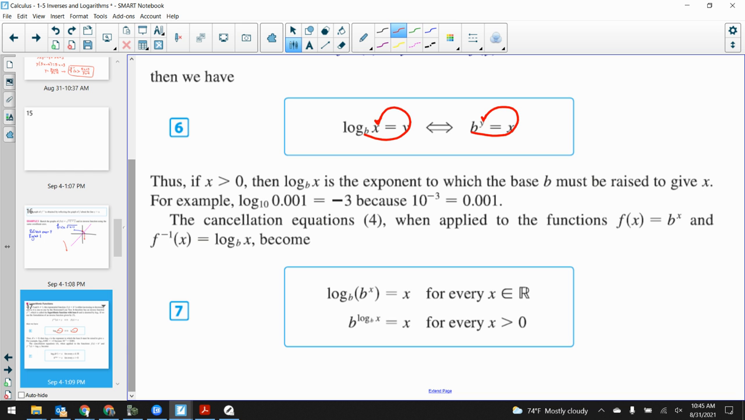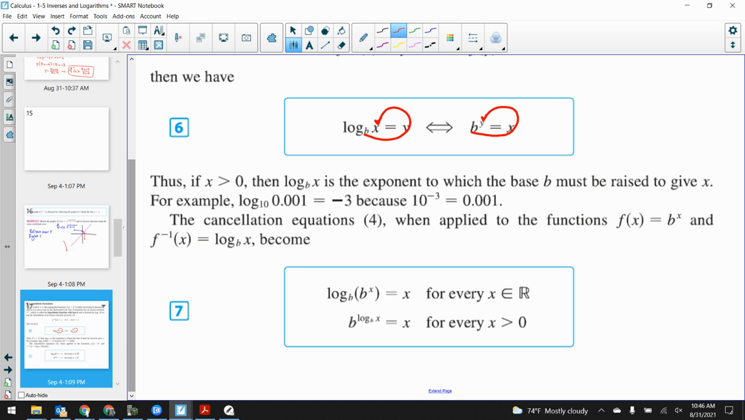A couple of unique properties of logarithms: if you take log base b of b to the x, and the base of the logarithm and the base of the exponent match, like log base 2 of 2 to the x, they will undo each other, leaving an x, because exponents and logarithms are inverses of one another. So log base b of b to the x just reduces itself out and becomes x. That's that whole cancellation equation.